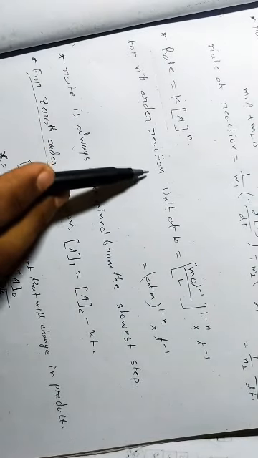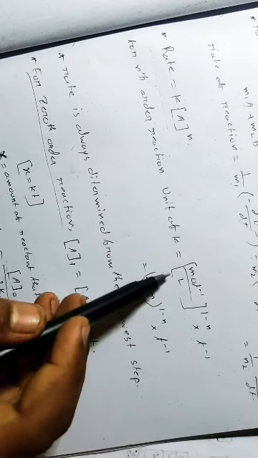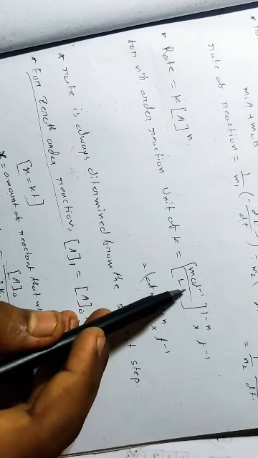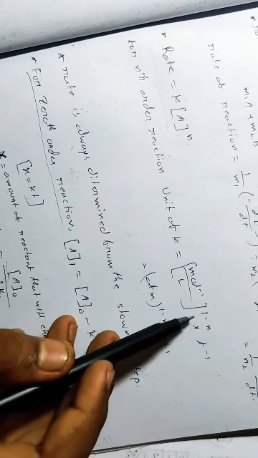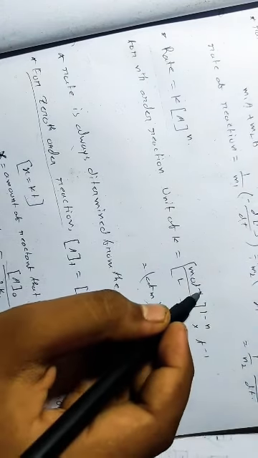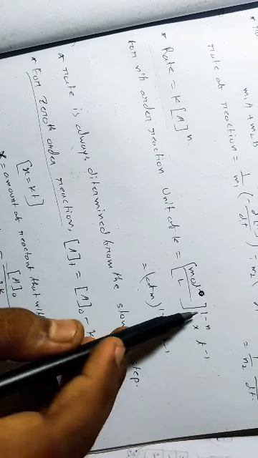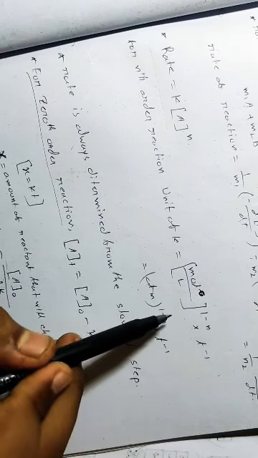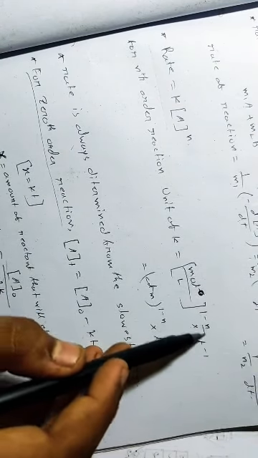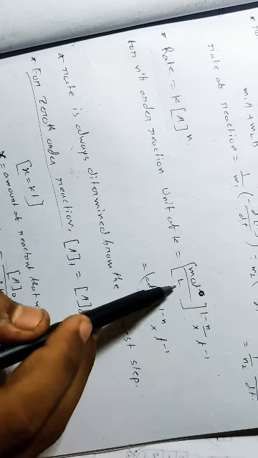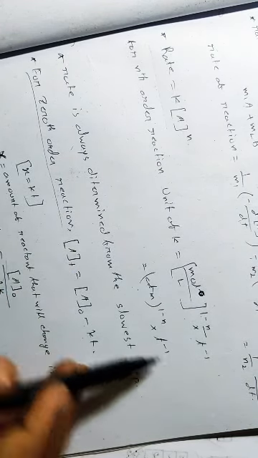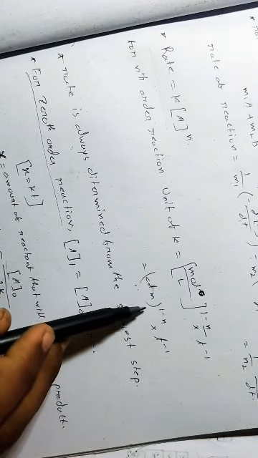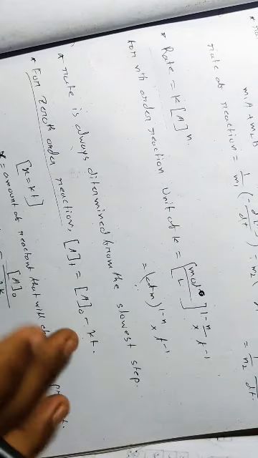For nth order of reaction, the unit of K, this is very important, please note down. Sorry, this is not mole inverse, this is mole per liter whole to the power 1 minus n into T to the power T inverse. Then if the reaction is nth order, the unit of K is mole per liter whole to the power 1 minus n into T inverse. Also you can write it as atmosphere whole to the power 1 minus n into T to the power minus 1.